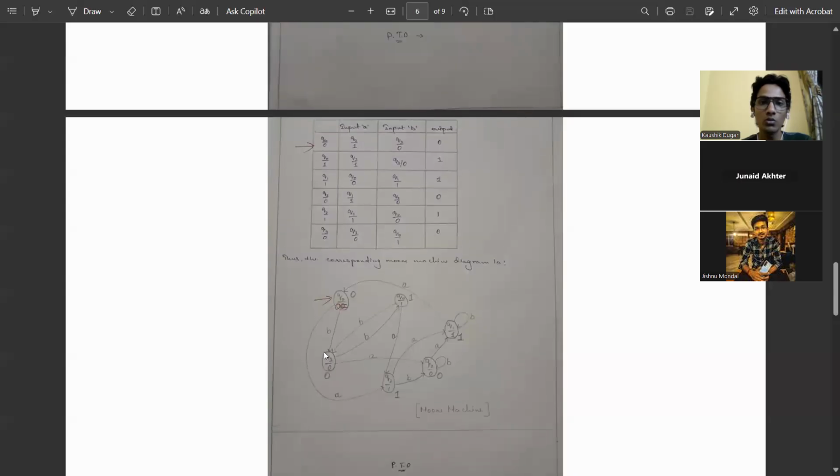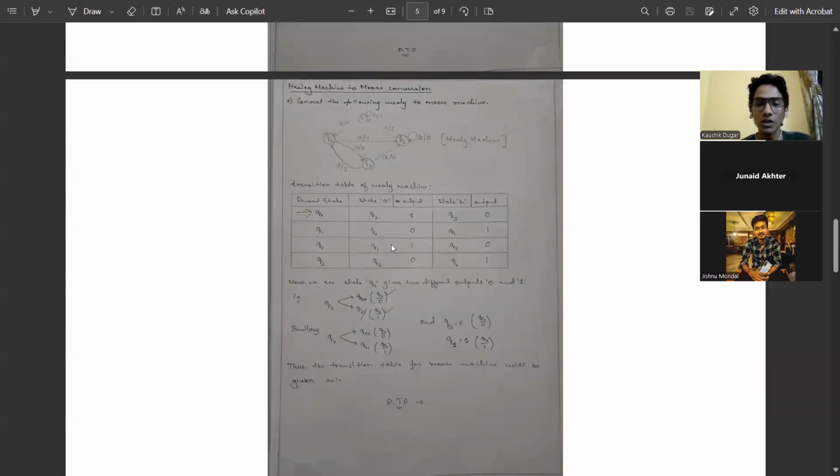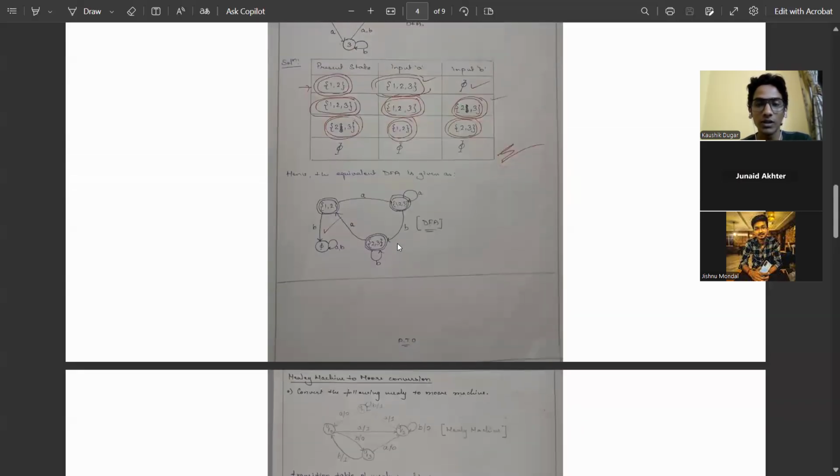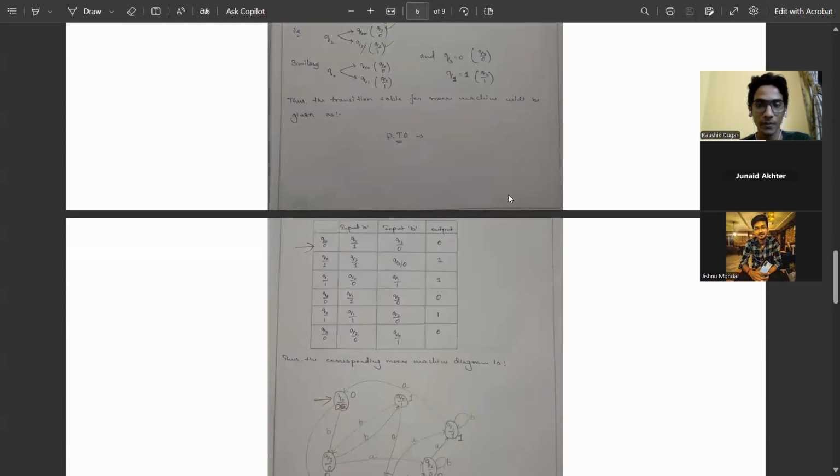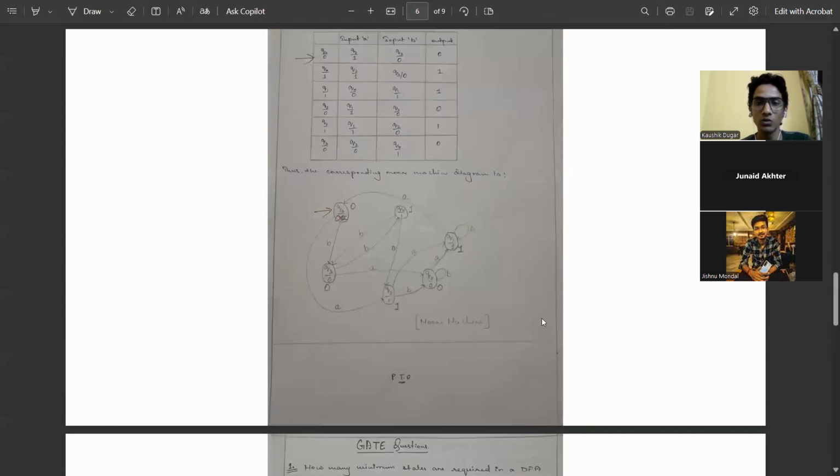So according to Moore, in a Moore machine, we can see that when transition takes place, one state can have more than two outputs. Thus, we can conclude the Moore machine here.